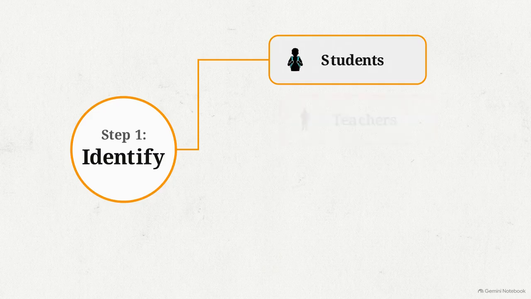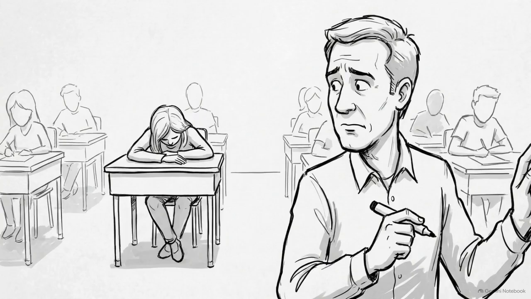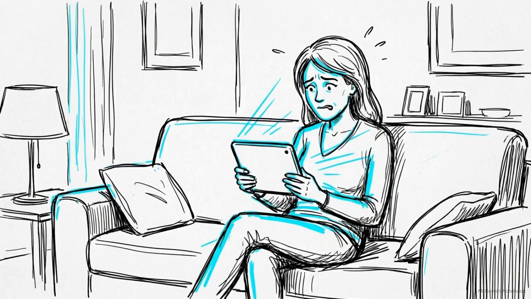We begin with step 1, identify. This node represents everyone who acts as the eyes and ears of the school: students, teachers, parents, and school employees. A teacher might notice a sudden change in a student's behavior, or a parent might see a concerning post at home. These are the moments when a threat is first recognized.